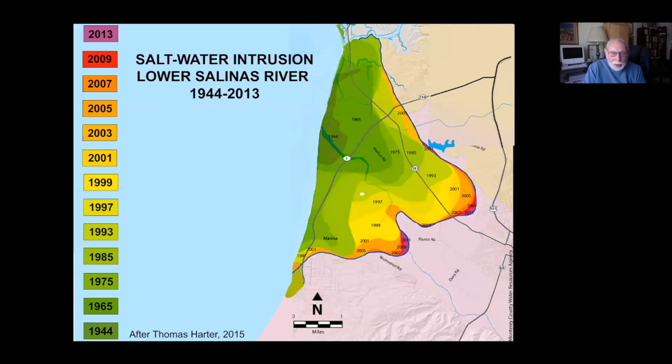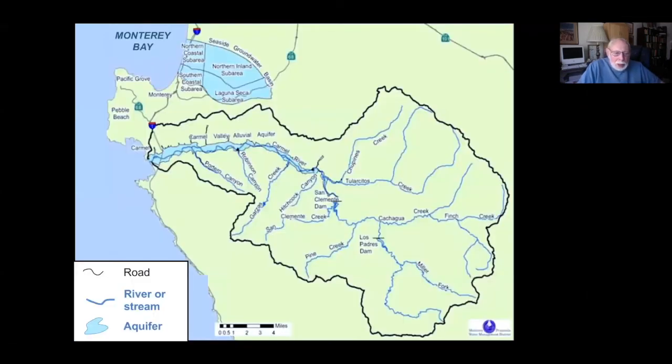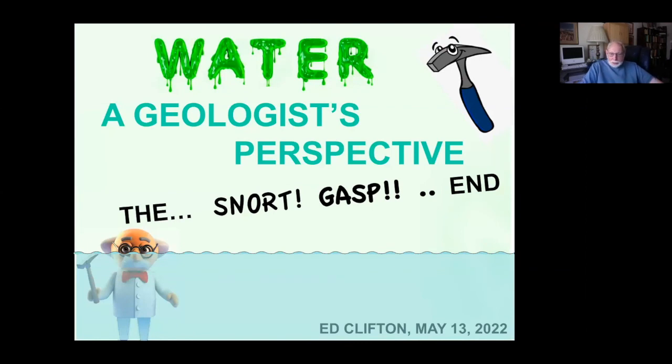And this shows the saltwater intrusion for the lower Salinas River over the recent half century or so. And you can see there's been a significant increase. They've actually started about this century to reduce the rate of saltwater intrusion, but it was pretty severe for a while. So that is pretty much the story on water. And so we've reached the end.